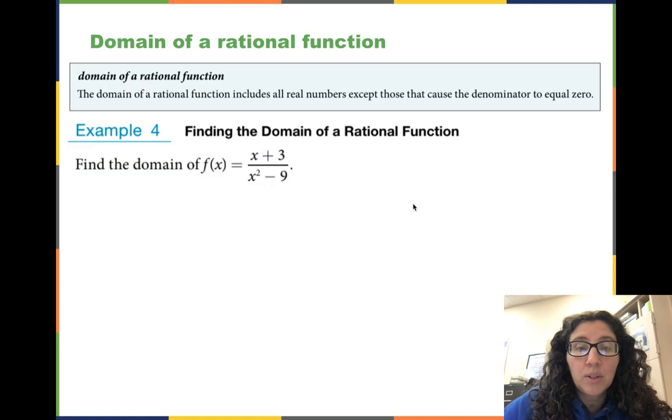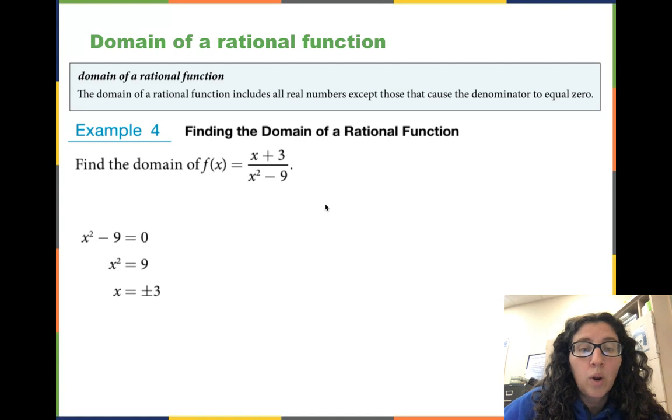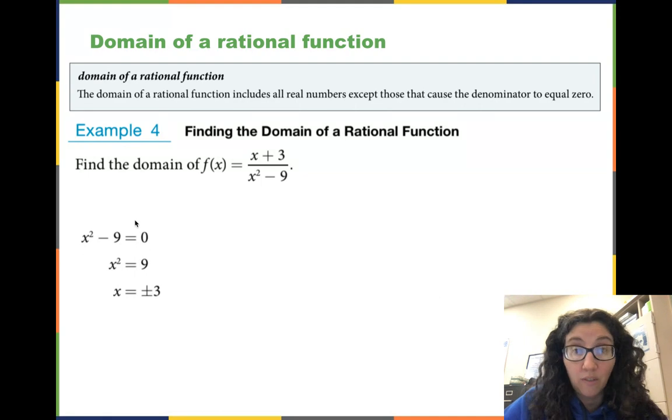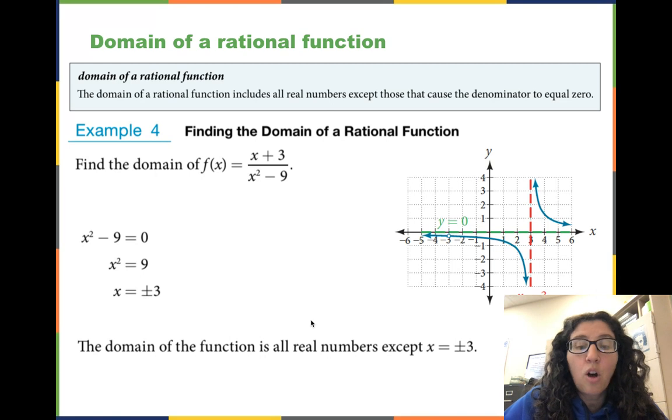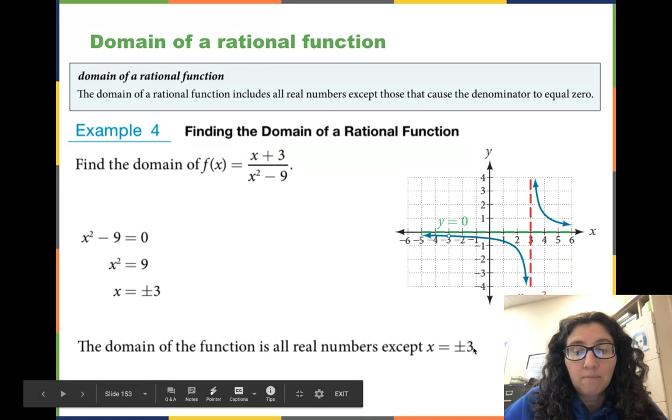So let's talk about some rational functions. First, let's talk about the domain, right? The domain, we can't let the denominator be zero, right? The domain of a rational function includes all real numbers except those that cause the denominator to equal zero. So if we had this function x plus 3 over x squared minus 9, where can the denominator be zero? Well, we set the denominator equal to 0 and solve that polynomial. We've been practicing that a lot lately, so we're good at solving polynomials, finding zeros of polynomials. This one's going to happen at plus or minus 3. So the domain is all real numbers except plus or minus 3.